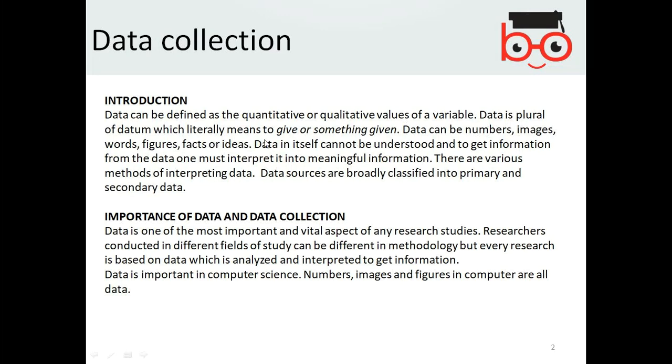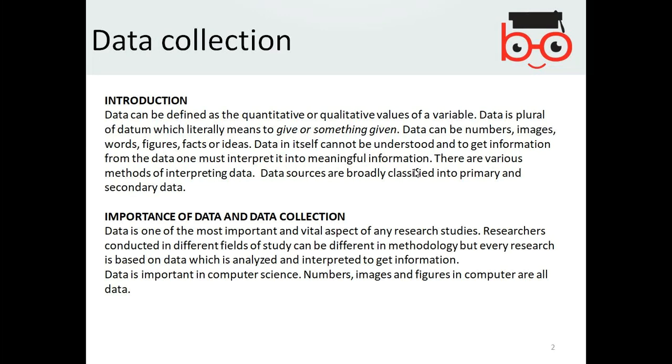So data is the plural of datum, which literally means something given. Data can be numbers, images, words, figures, facts, or ideas. Data in itself cannot be understood, and to get information from the data, one must interpret it into meaningful information. So, if you want to do research, you should have data, and the data itself is nothing. You interpret it, and then you will have meaningful information. There are various methods of data interpreting.